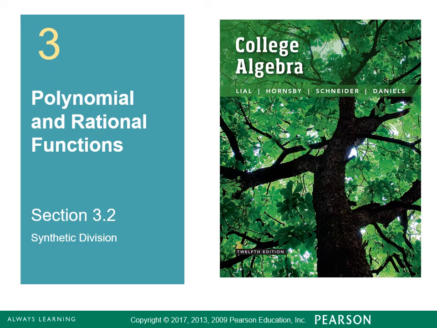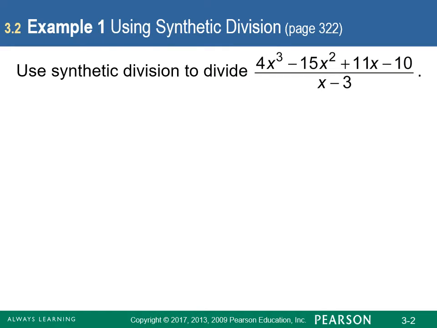Synthetic division is a tool that's going to be quite useful to us when we're finding zeros of polynomials. So here's the process for doing synthetic division. Step 1. We're going to take the coefficients of the top polynomial, write them horizontally in descending order of the exponents, meaning just in the order they appear. So this would be 4, negative 15, 11, and negative 10.